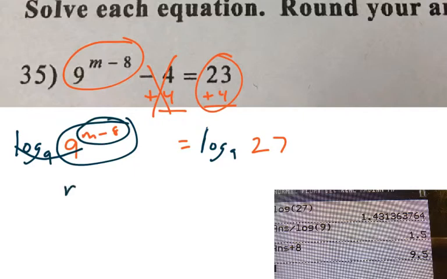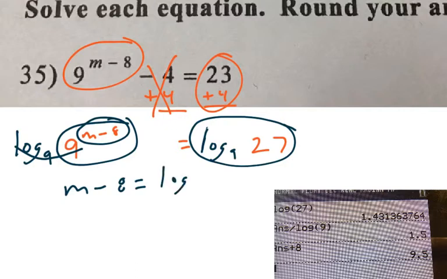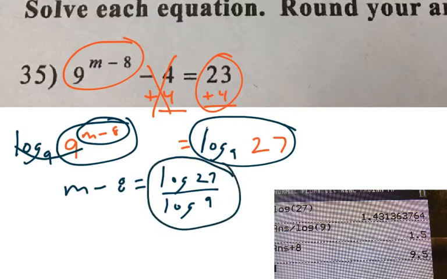What am I left with? M minus 8 equal to this. And that, of course, is really log of 27 divided by log of 9 if we use change in base, which I taught you in the last video. From there, once we calculate this log value, all we have to do now, as you can see, is add 8 to both sides. And that way we're left with m equal to our value.